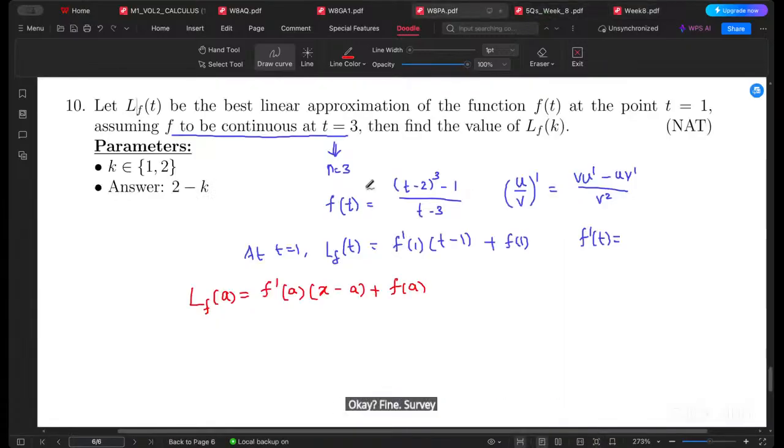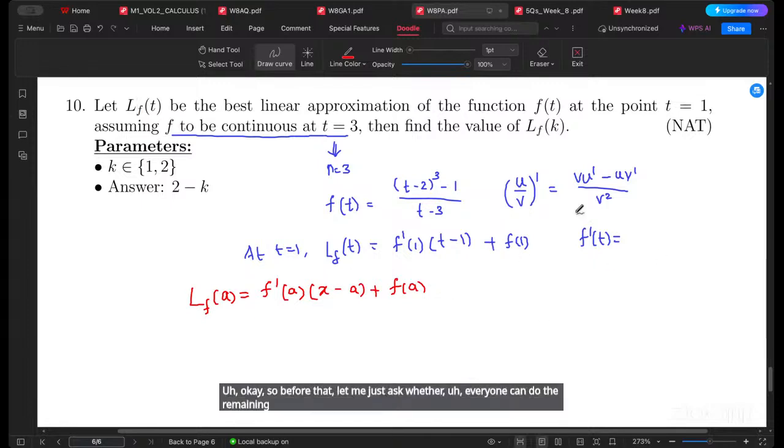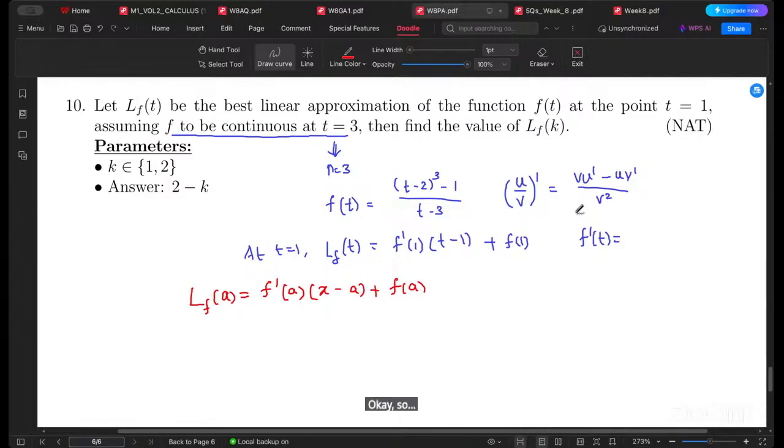Ma'am, I had a doubt from the graded assignments. Okay, so before that, let me just ask whether everyone can do the remaining part of this yourself, right? You can complete it, right? Ma'am, I am not very sure if I'll be able to differentiate this function. So if you take us through the steps for this one, then it will be a great help.